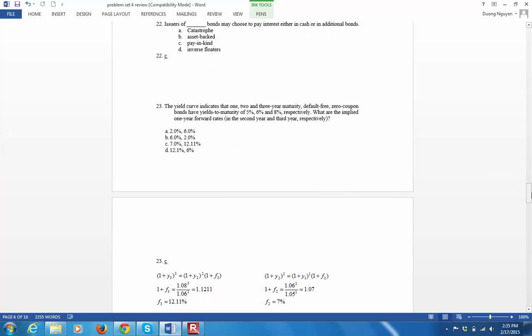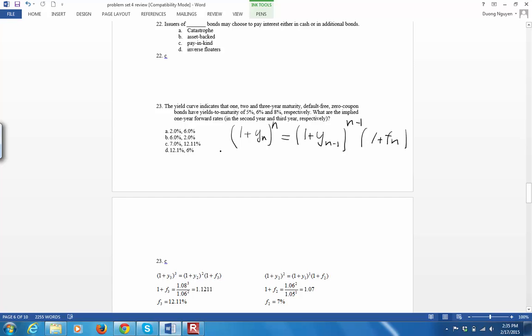Now, number 23 is using the formula. Basically you are looking at the yield curve, and you are able to forecast the future interest rate in the market. So the formula is the following: (1 + yn) raised to the power n equals (1 + yn-1) raised to the power n-1 times (1 + fn).